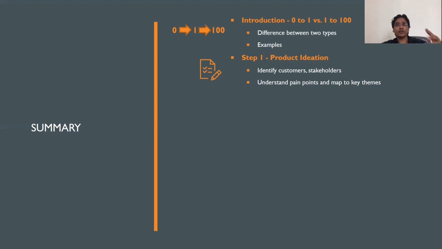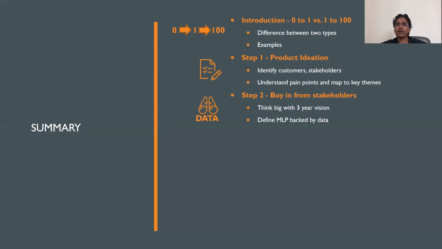And I understand if this pain point concept or these pillars and themes are a little bit new for you, maybe it needs a separate video, because these are things that would come through some experience or reading through books. But what I really wanted to go through is the entire framework of taking a product from zero to one. The next piece we learned about is buy-in from the stakeholders. We talked about why it's important to write a bigger vision, a 3-year vision, and then within that you want to define your MLP, the minimum lovable product.